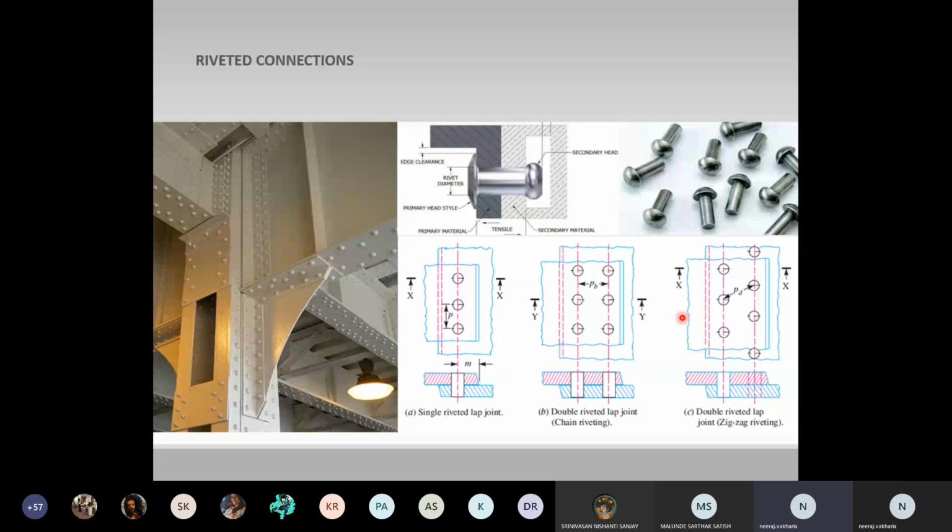The installation cost of the connections is high as well. The whole assembly, if you see, also costs higher than the regular bolted connection or the welded connection. So that's why again this is not preferred nowadays.